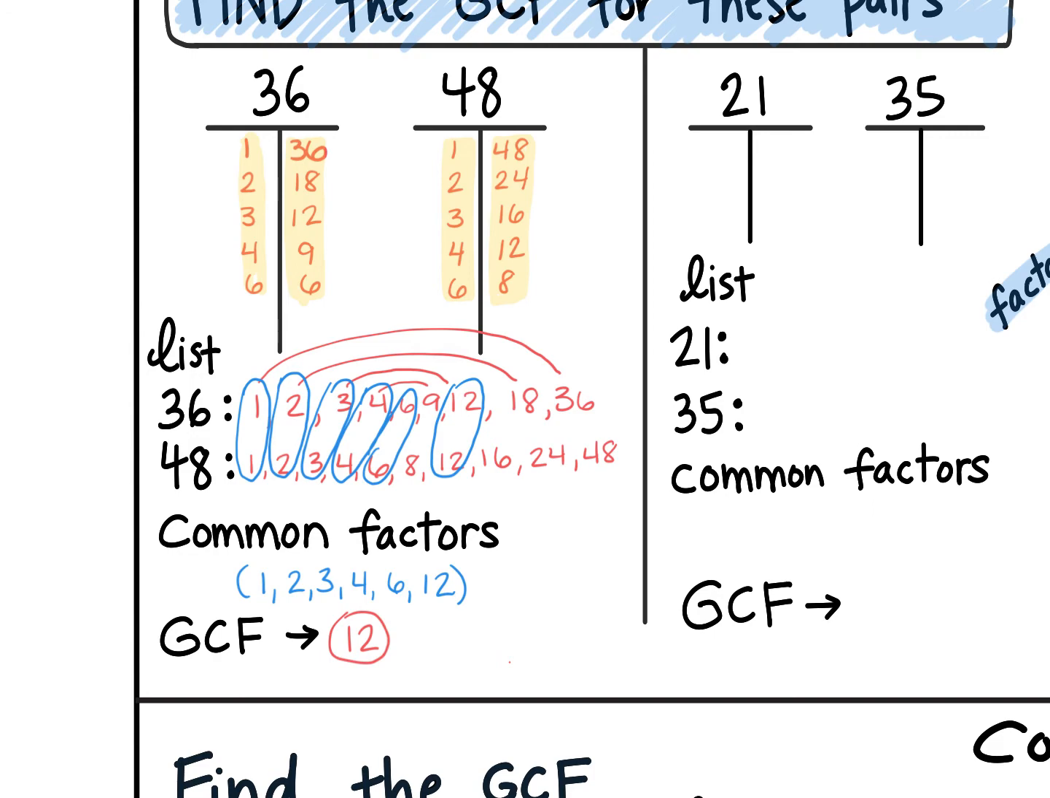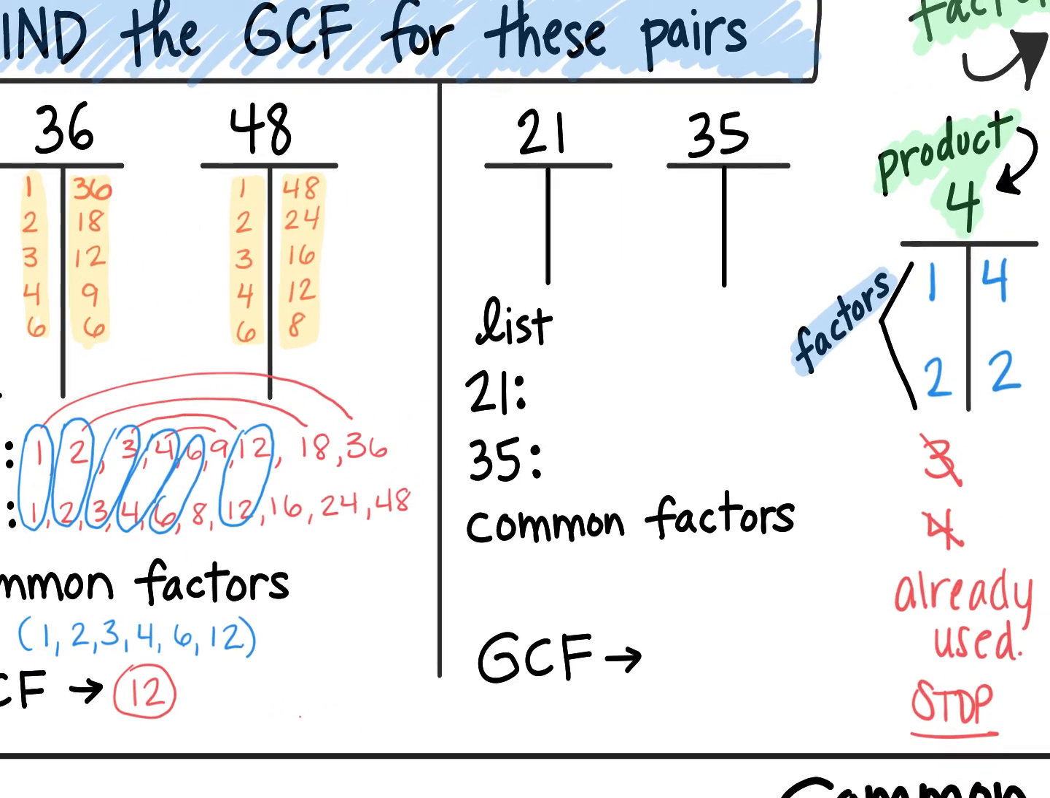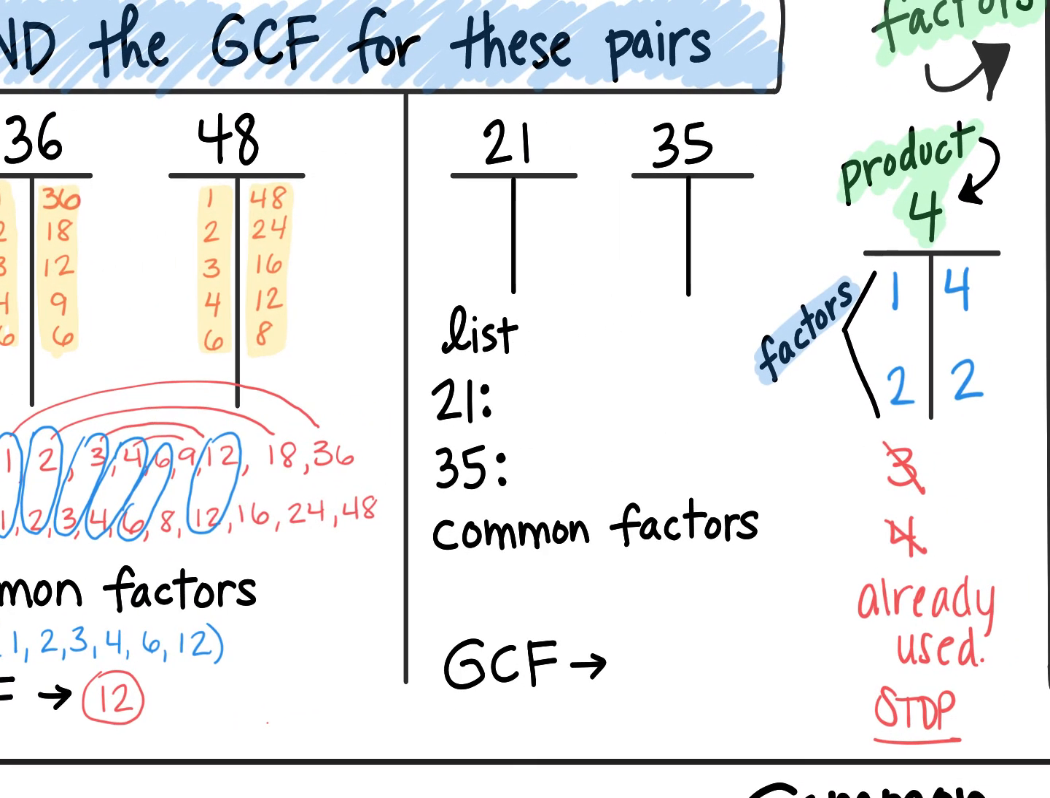All right, moving on, we have the next set of pairs, 21 and 35. So for 21, we know 1 and 21. 2? Nope. 3? Yep. 4? No. 5? No. 6? No. 7? Yes, so we stop because we already have it. We've found the pairs, 1 and 21 and 3 and 7.